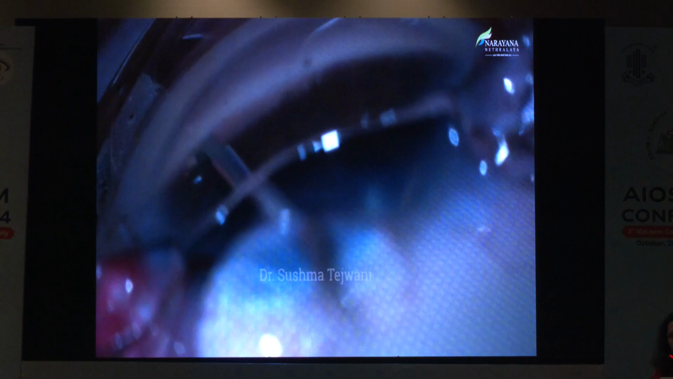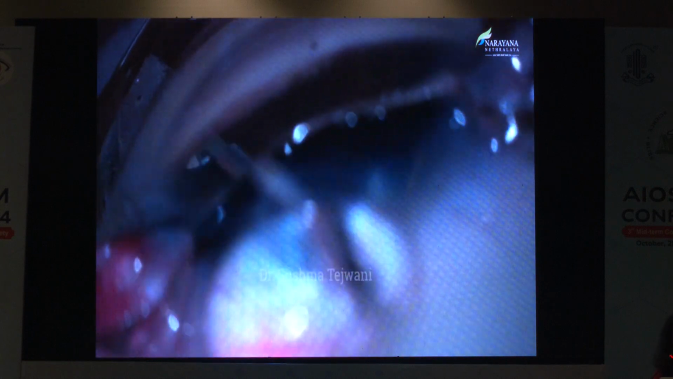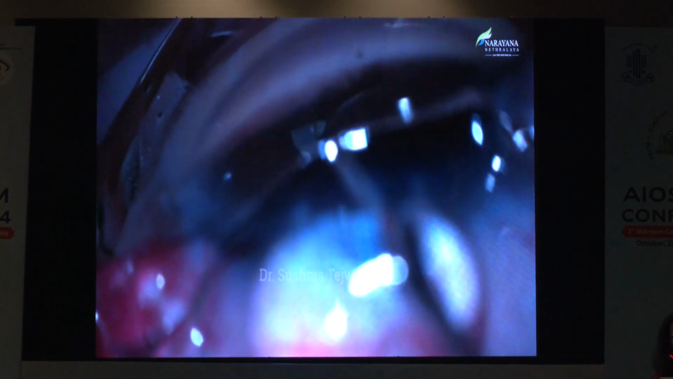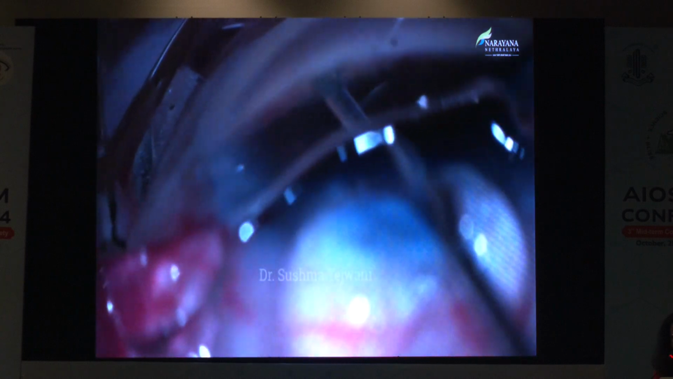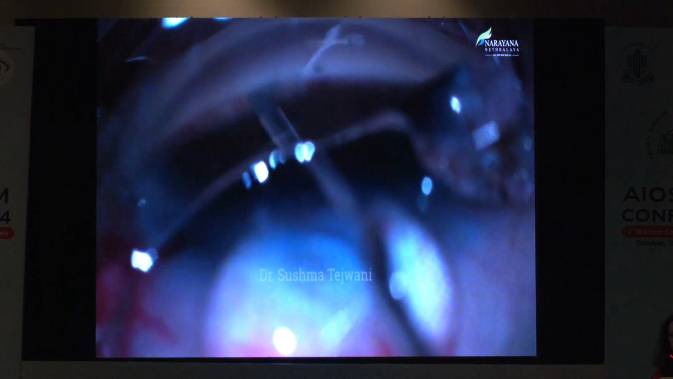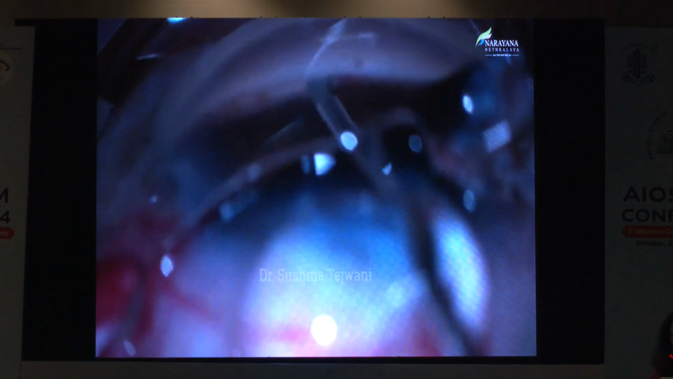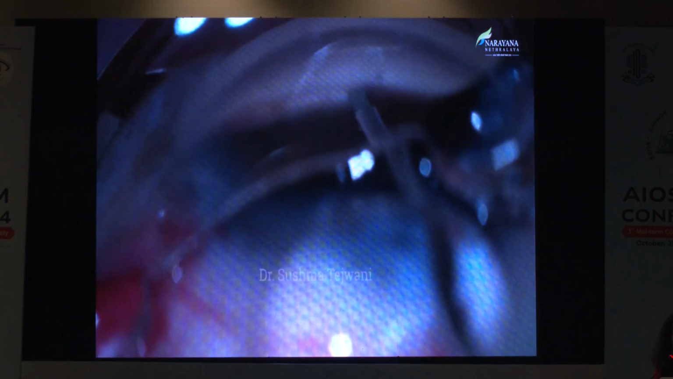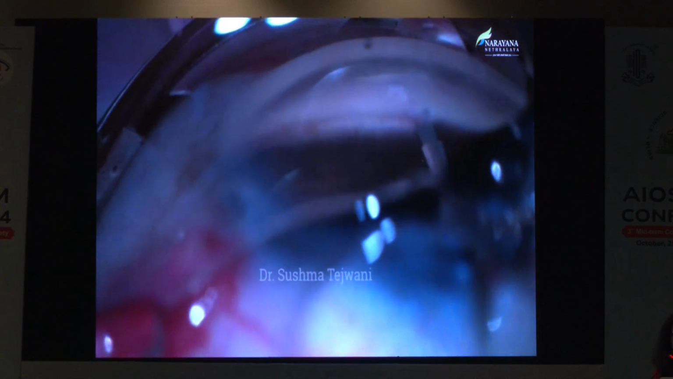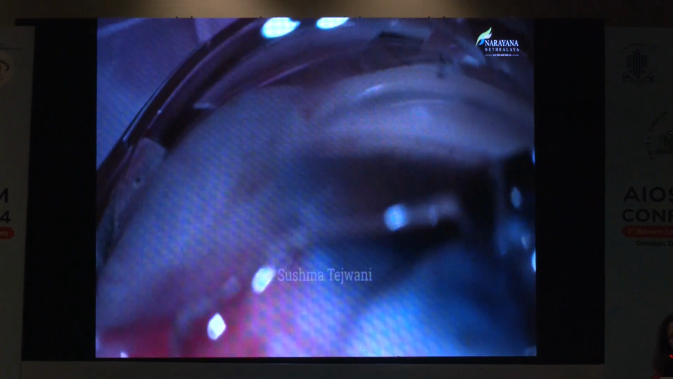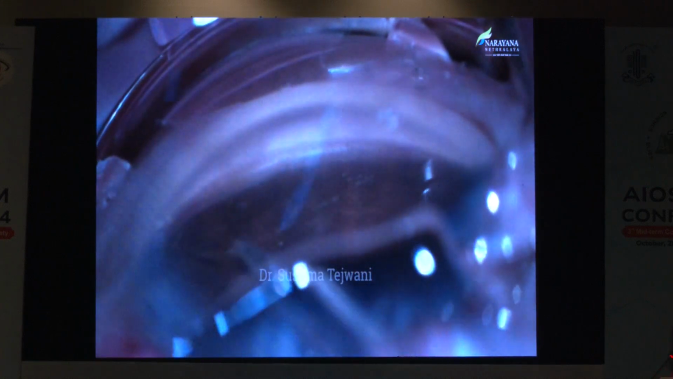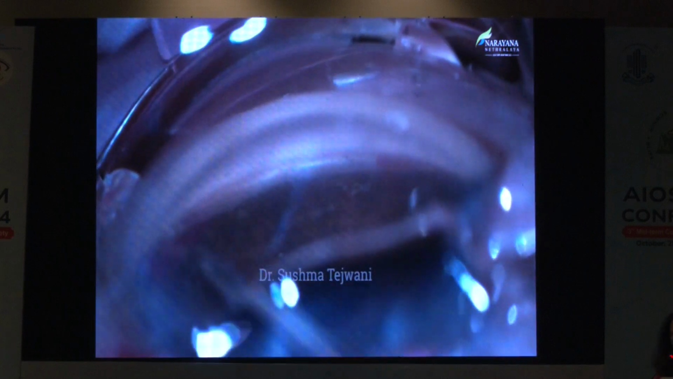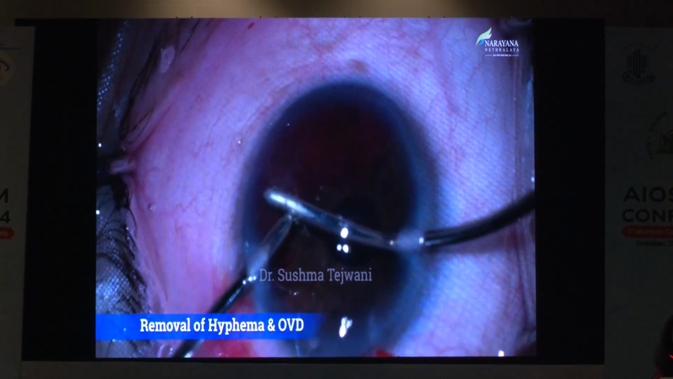You can see the stripping of the angle happening in this direction. Then I go back to the place where I started and do it in the opposite direction so as to de-roof, say, 80 to 120 degrees of the angle, based on how much you have planned for a given patient. You can clearly see that white strip, which is the inside of Schlemm's canal. Then you have to remove the strip of trabecular meshwork so that it does not reattach there.